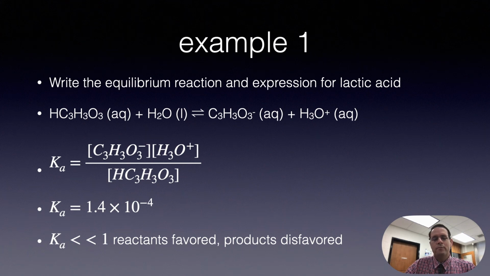It has a value of 1.4 times 10 to the minus 4. Remember that if you have a Ka that's much less than 1, it means that reactants are highly favored and products are disfavored. So this indeed is a very weak acid.